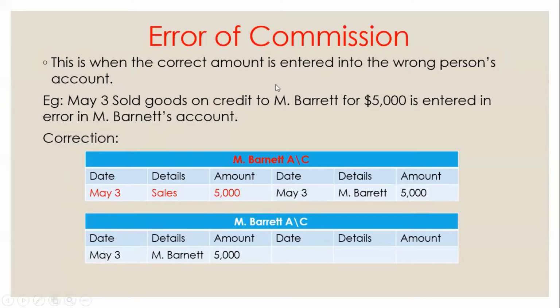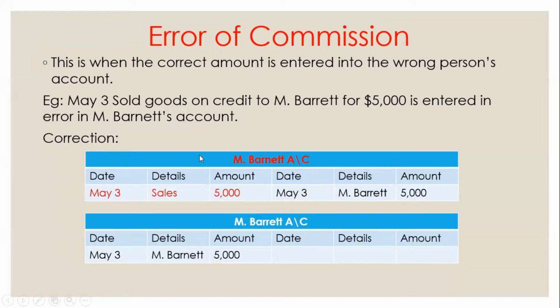Now, this is when the correct amount is entered, but in the wrong person's account. Error of commission can be easily identified when it comes down to people's or businesses' names, right? You enter the correct amount, but it is entered into the wrong person's account. So for example, on May 3, you sold goods on credit to M. Barrett for $5,000, but you entered it in error in M. Barnett's account. Of course, you can see why the error would be made, right? Because Barnett and Barrett, the names are kind of close, right?